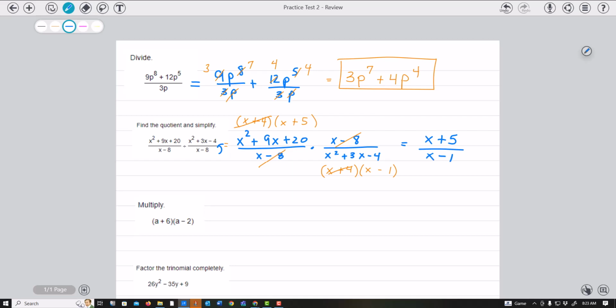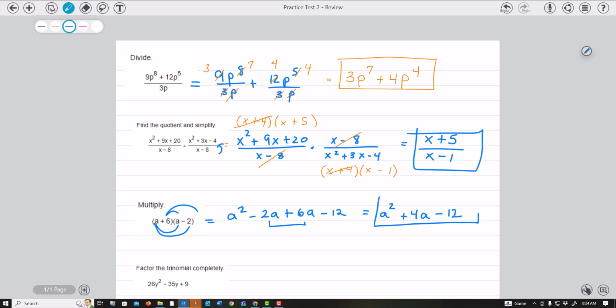All right, multiply. This is just foiling. So a times a is a squared. Then the outer, so that was the first. Now the outside, minus 2a. The inside, plus 6a. And then the last, 6 times negative 2, negative 12. Combine like terms, so I have a squared. Negative 2 plus 6 would be a positive 4, and then with that a, and then minus 12. Sorry, I forgot to box my answers.